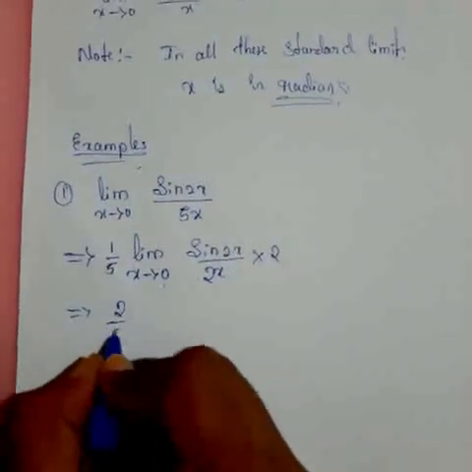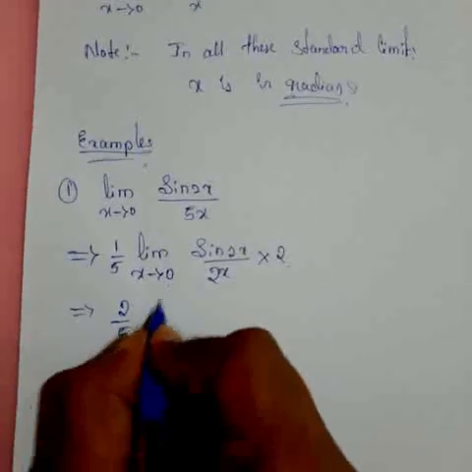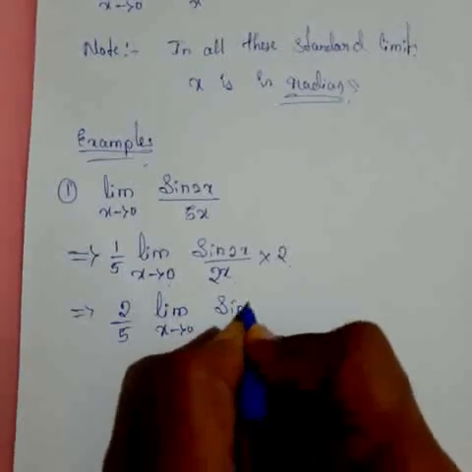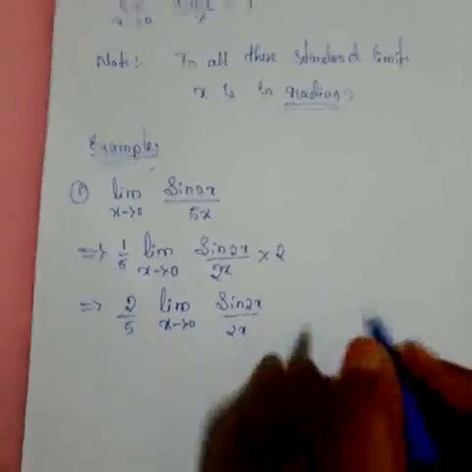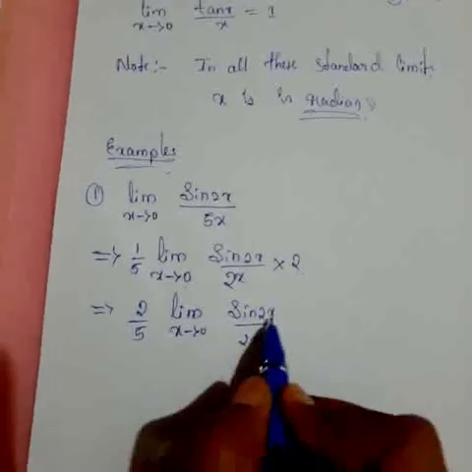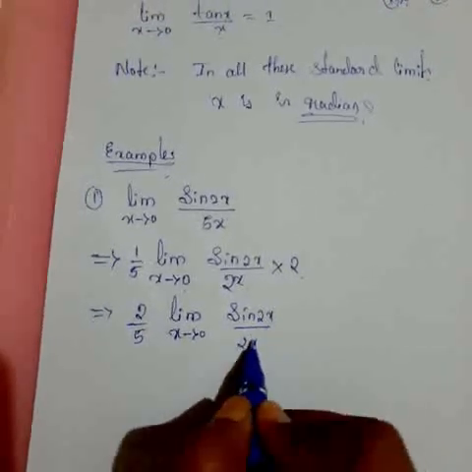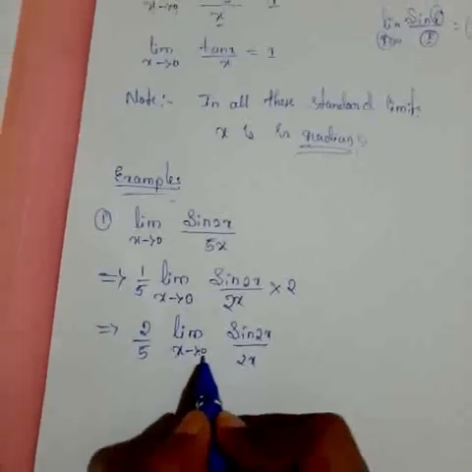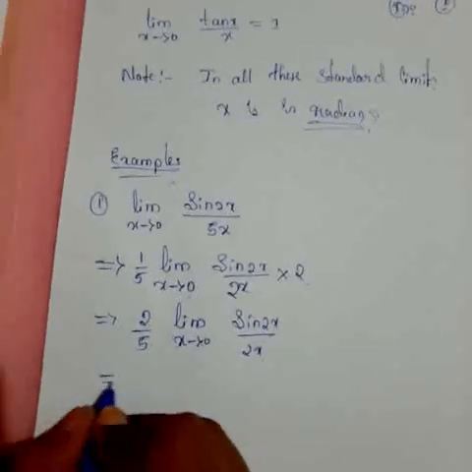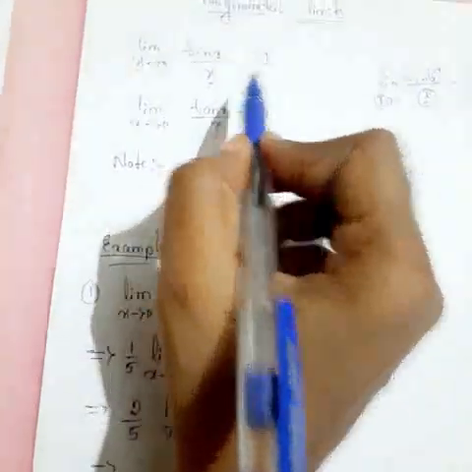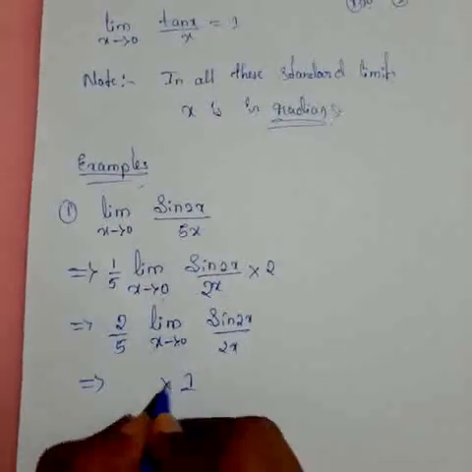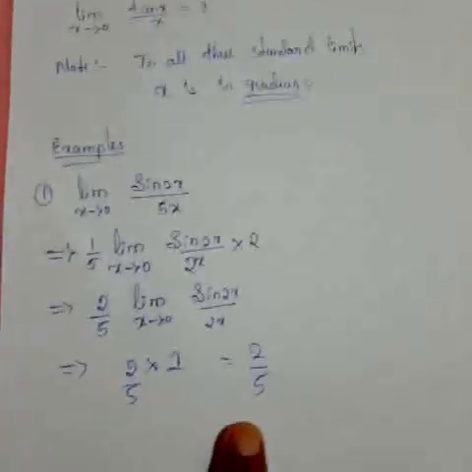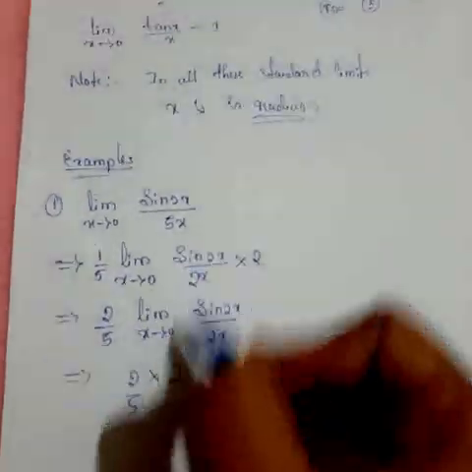Yesterday we learned to use the algebraic limit. Then here, limit x tending to 0, sin 2x divided by 2x. If these two are the same, then as x approaches 0, 2x is also approaching 0. Then its value is 1 according to the standard limit, and the remaining constant is 2 by 5. So the answer is 2 by 5.